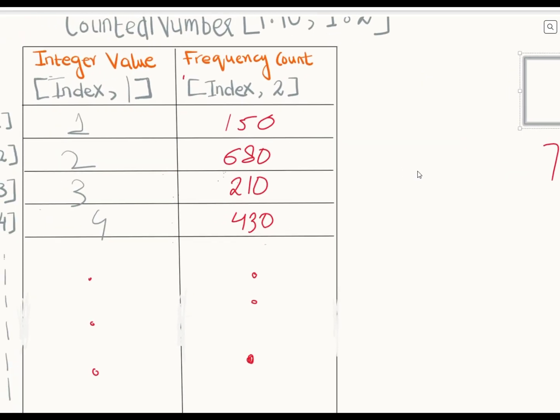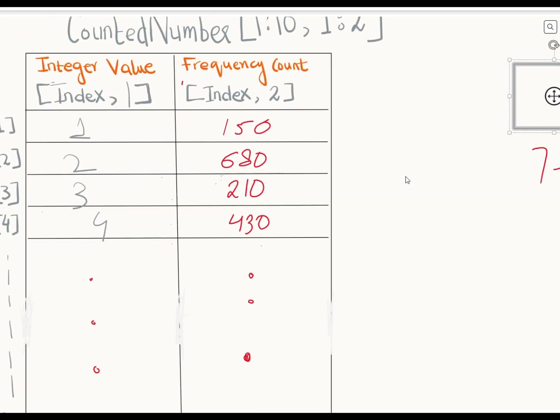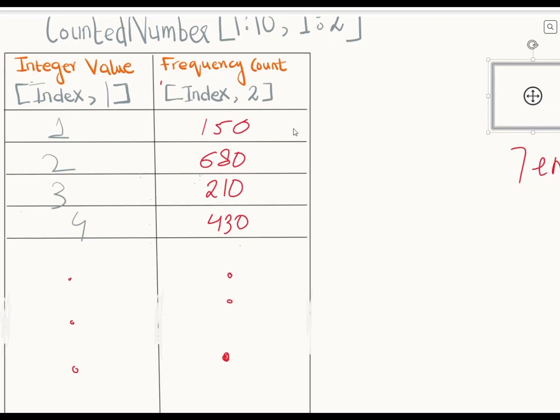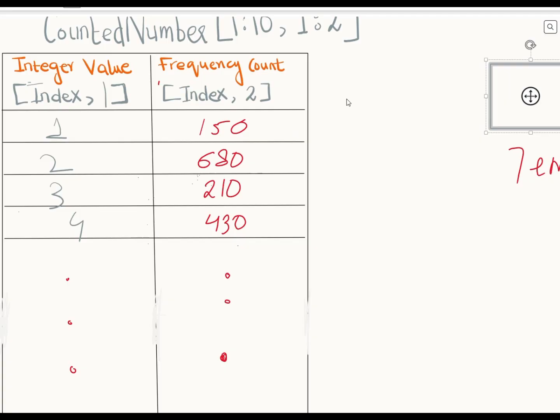So let's start from the very starting position of this array. Here in this array, let's start from the first index. On the first index, in the first column, I have 1, and in the second column, I have 150. And I have to sort this array in order of frequency count. So first, I'm going to check the first element and the second element. So I'm going to check 150. Is 150 greater than 680?